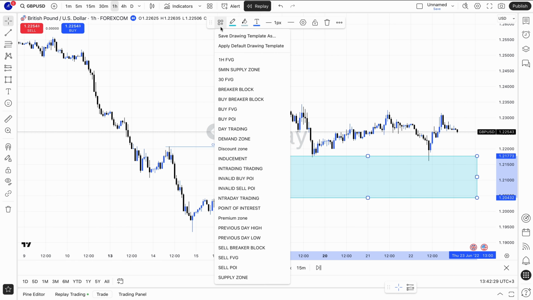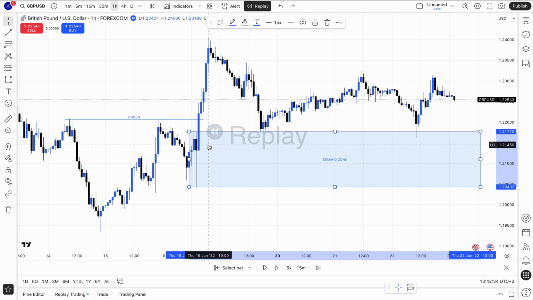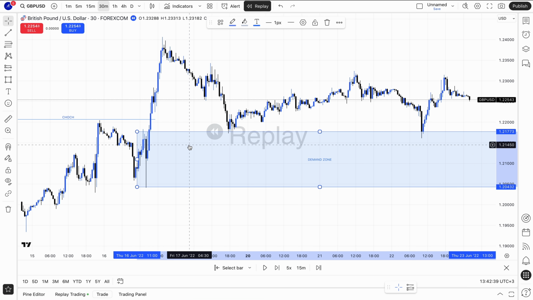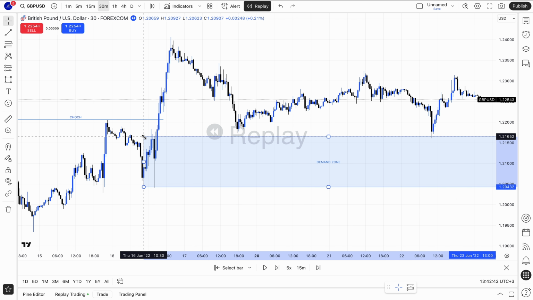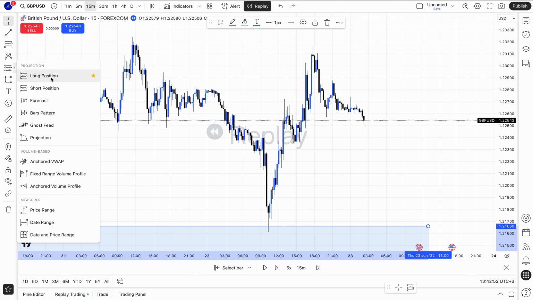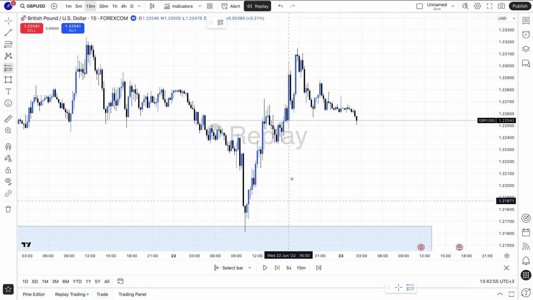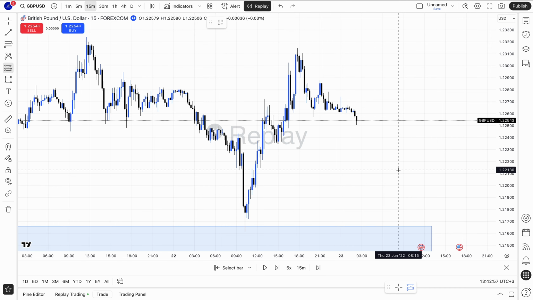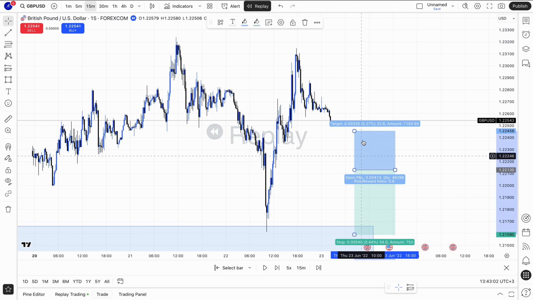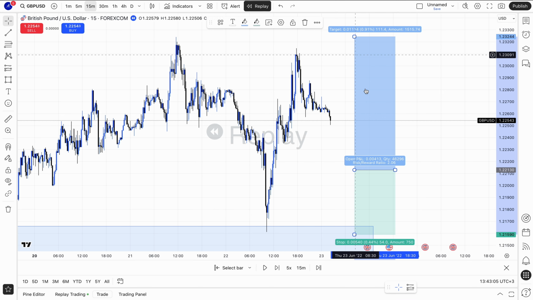This was a clear demand. Let's go on 30 minutes. Yeah, it was a bit on from here. This was a tap and a confirmation. That means we have to get our entry. And our entry from here. Our stop loss just below here.